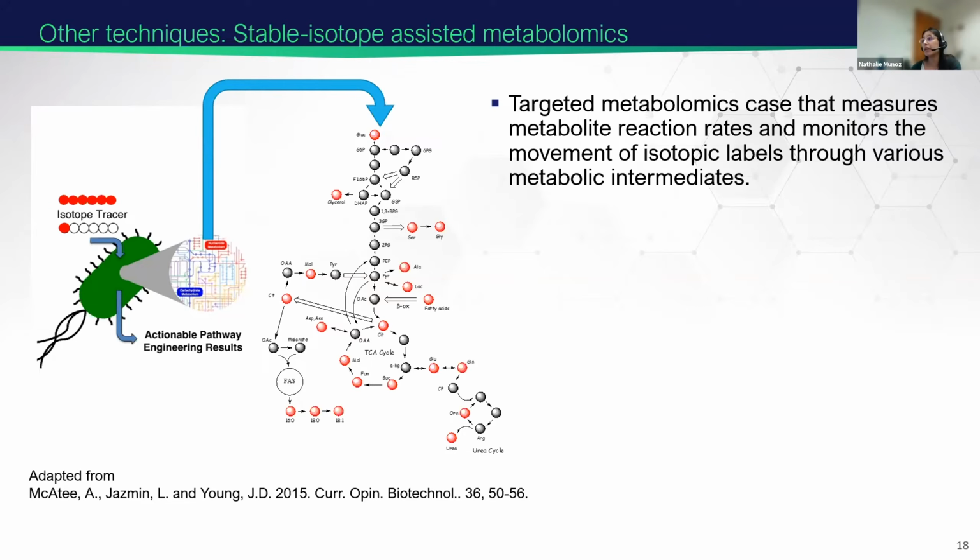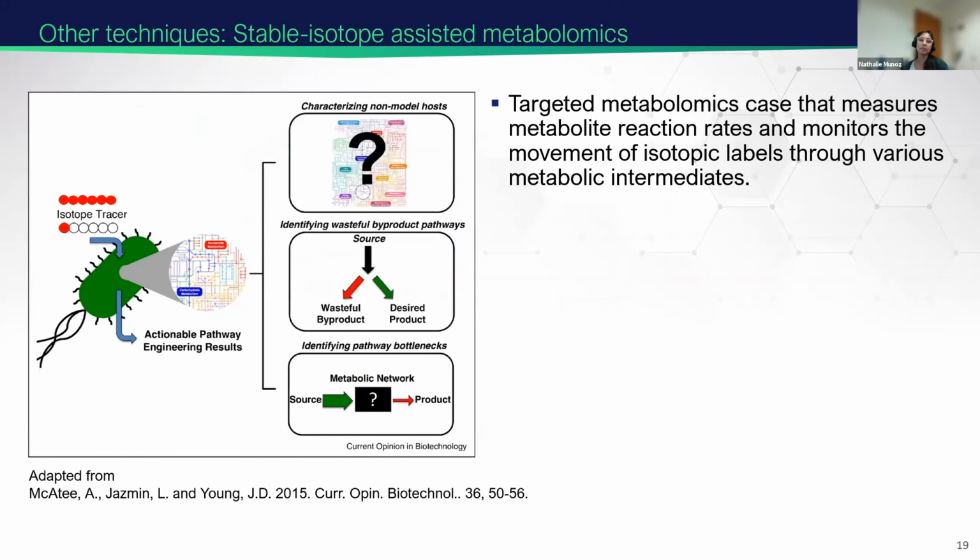we can identify or discern pathways that are involved in biochemical processes and metabolite reaction rates. In the case of synthetic biology, it's extremely helpful because we can characterize non-model hosts, identify wasteful byproduct pathways, and also identify pathway bottlenecks. So this is exactly what we need to continue the DBTL cycle.